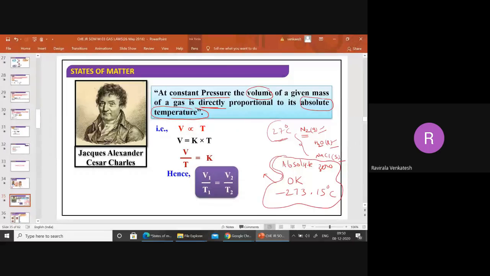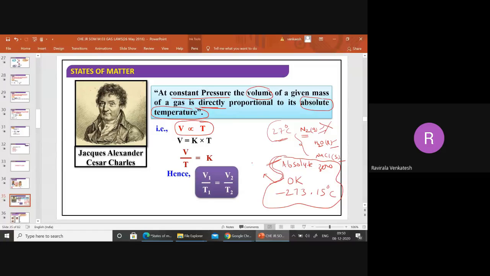At absolute zero temperature, the volume occupied by the gas will be zero. At absolute temperature, the volume occupied by the gas molecules is zero only. That means no gas exists here. Gas never exists at this temperature. So what you are explaining, volume directly proportional to temperature, is what we are explaining at absolute zero temperatures.